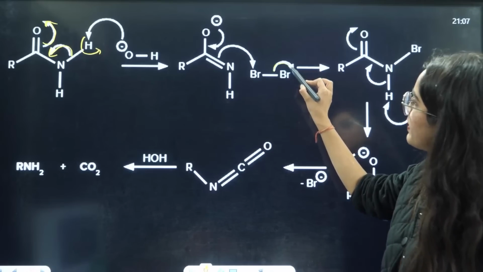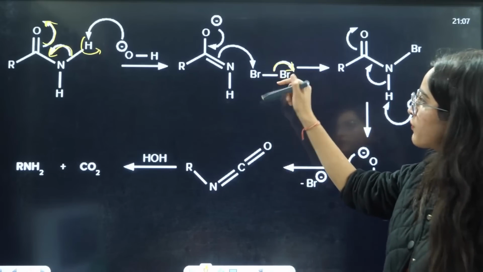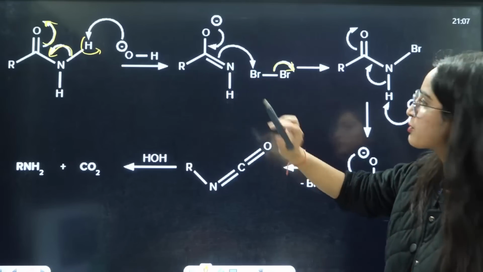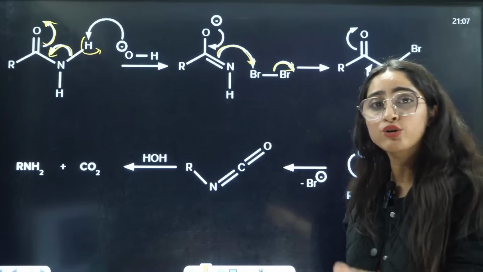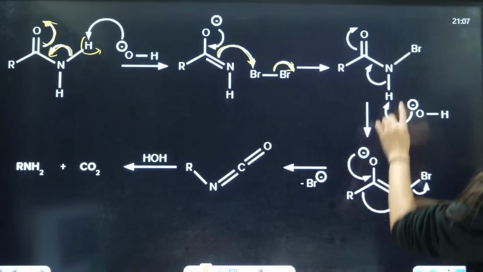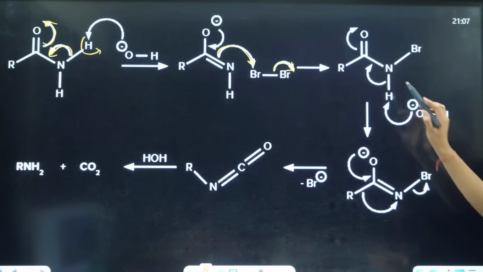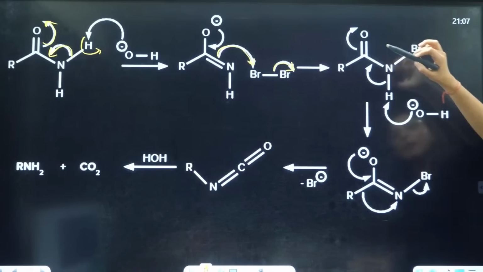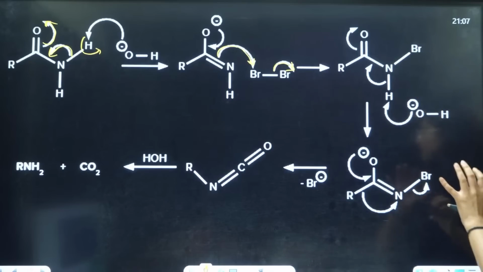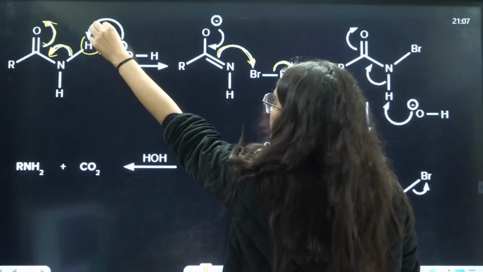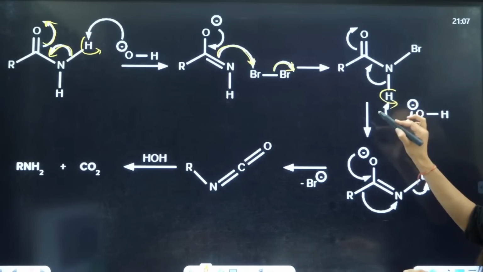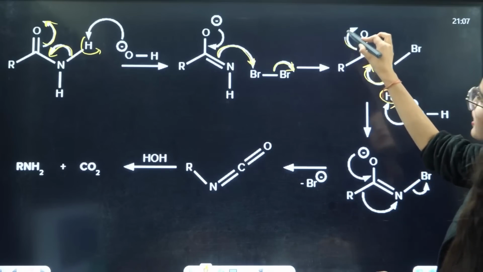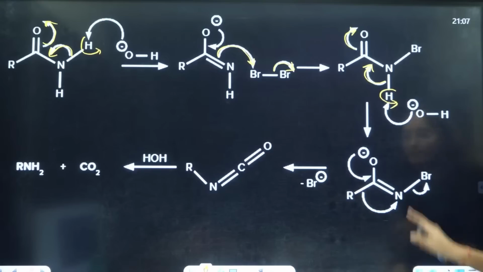Now this is Br2. What will happen? One Br negative will be shifted, electrons will be shifted here. This is positive and these are pi electrons, so these pi electrons will attack the electron deficient bromine, and hence bromine will attach here. Now you have this thing. Again base will abstract the proton here, electrons will shift again. Now you will have the formation of this thing.